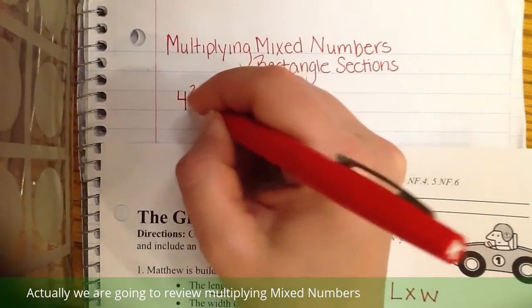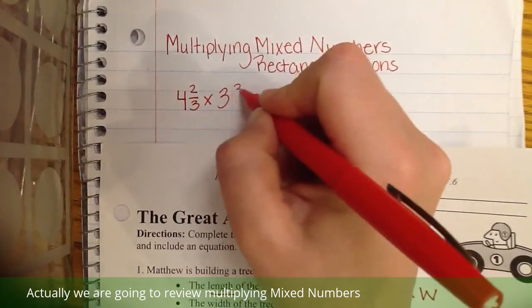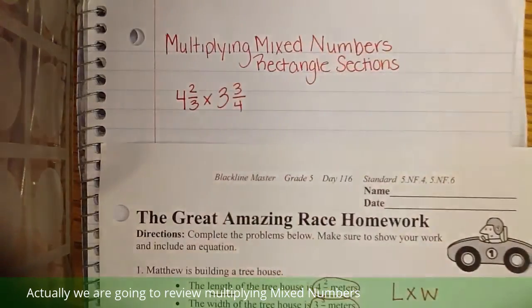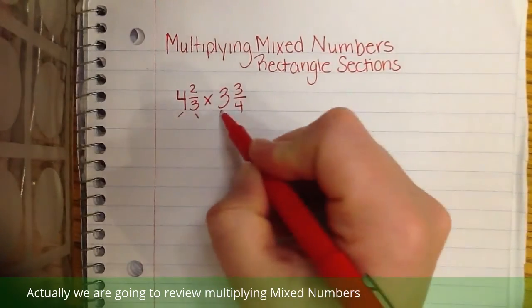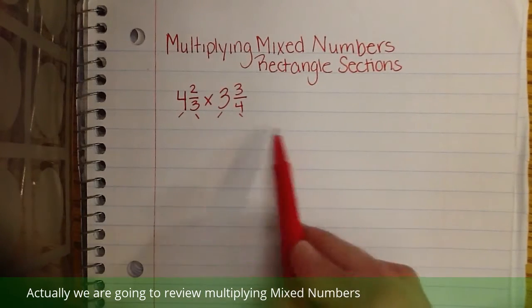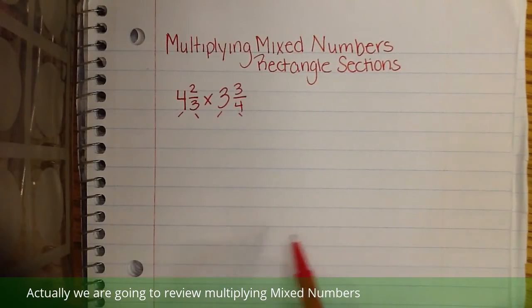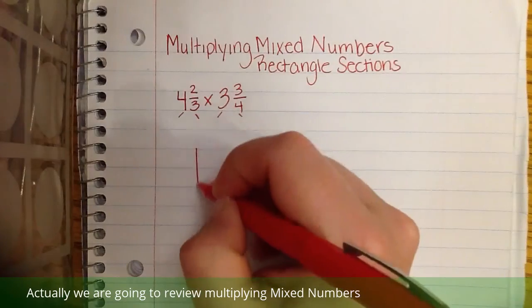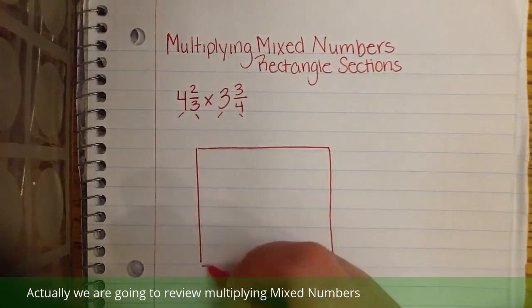4 2/3 times 3 3/4. So instead of drawing boxes, instead of shading them in, I'm still going to break these numbers up into two parts. I'm still going to multiply all four. When I did the area model, I ended up with a whole section, the parts, and then teeny tiny parts. I had 4 different sections. I'm going to do the same thing. I'm going to draw a box for rectangle sections, which are large enough that I can do my work inside.